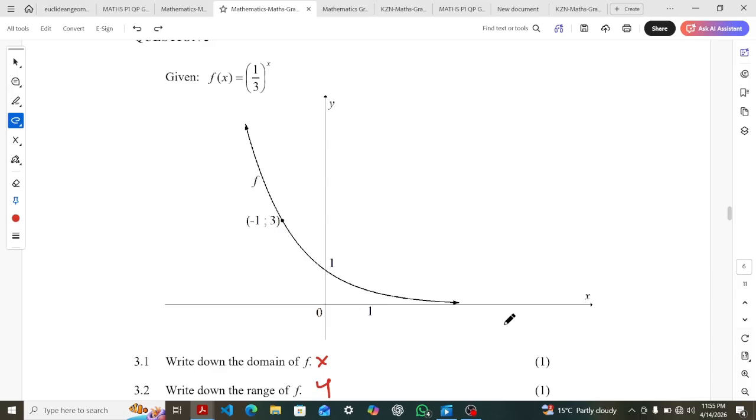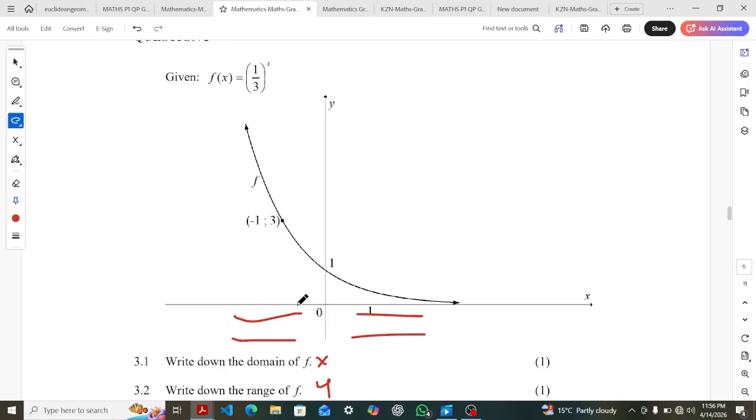Let us quickly get to a range. So a range is the movement on the y-axis. Remember, when we interpret a graph, you start from the negative side to the positive side. So we're gonna start here below. You look left, you don't see the graph. You look right, you don't see the graph again. You look left, you don't see the graph. You look right, you don't see the graph.